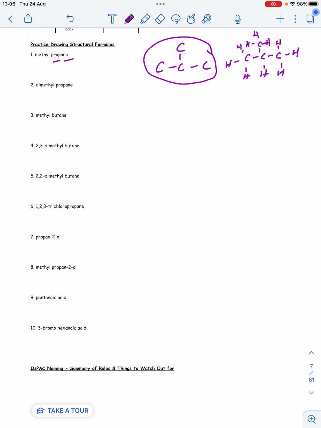Dimethylpropane. So prop is 3. Once again, ane, all single bonds. Dimethyl means 2 times 1 carbon. And so the only place I can put branches is off middle carbons. Therefore, that's dimethylpropane. Methylbutane. Start with but, which is 4. All single bonds for ane. And then methyl, there's 1 carbon.